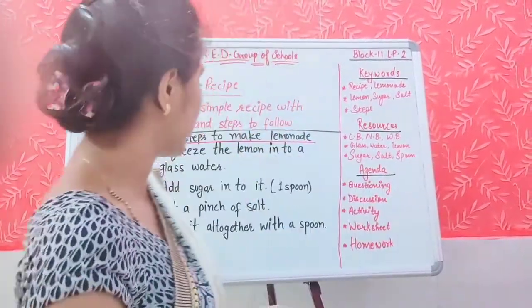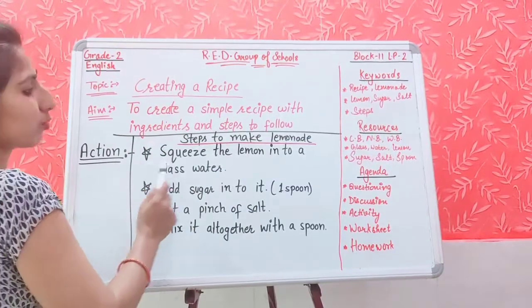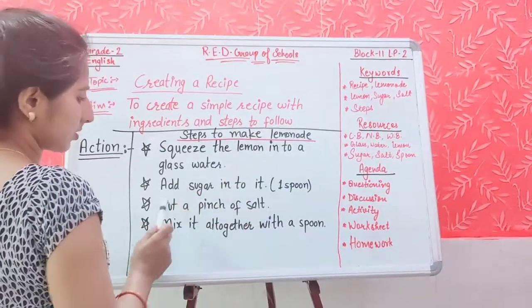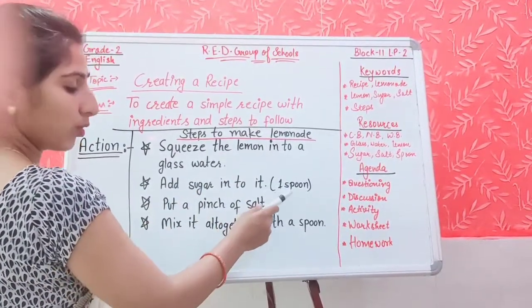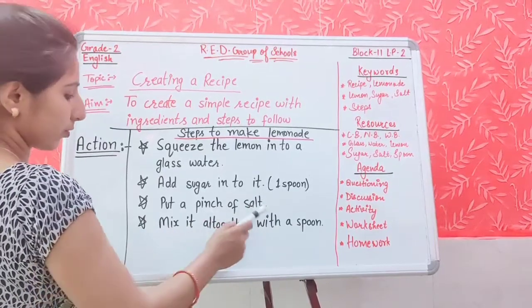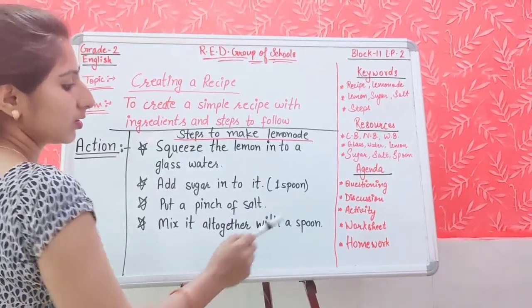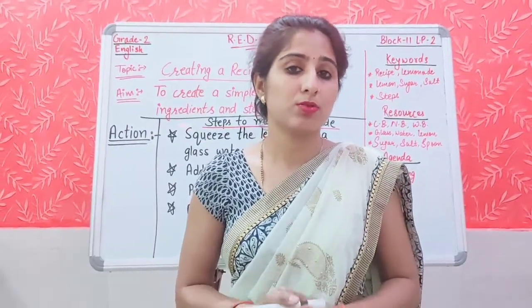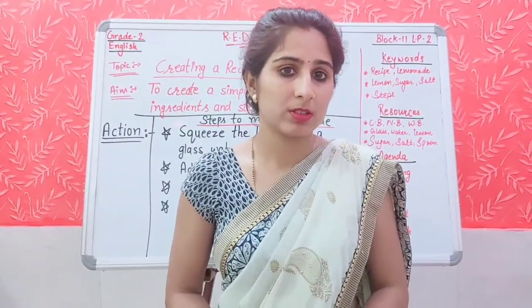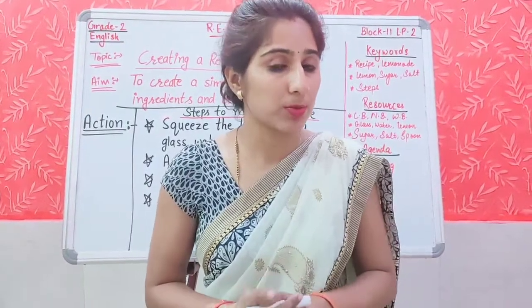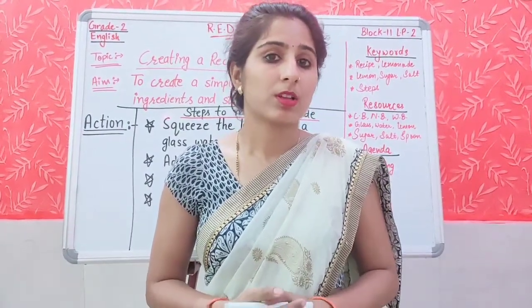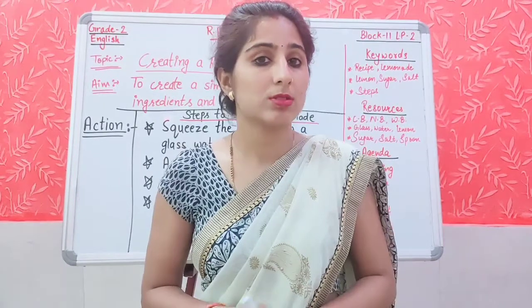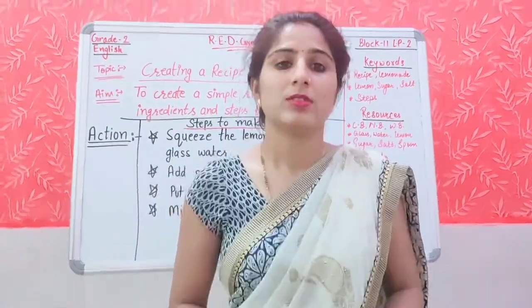Students, these are the steps to make lemonade. Squeeze the lemon into a glass of water, add sugar into it, 1 spoon, put a pinch of salt, mix it all together with a spoon. Students, what should I do first to make the lemonade? Just now I have given the steps to you, I have shown you. Right, first of all, I should squeeze the lemon into water.